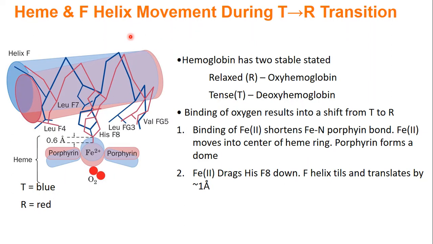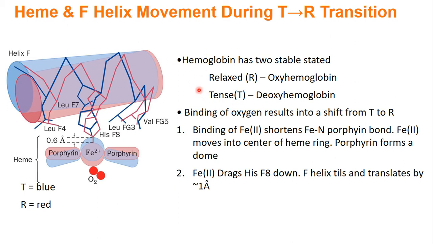In this video, we're going to look at some of the structural changes that happen to hemoglobin when it binds oxygen. In the previous video, we talked about how hemoglobin has two stable states, oxyhemoglobin and deoxyhemoglobin. When we talk about these states, we will be calling them either the relaxed or R state and the tense or T state.